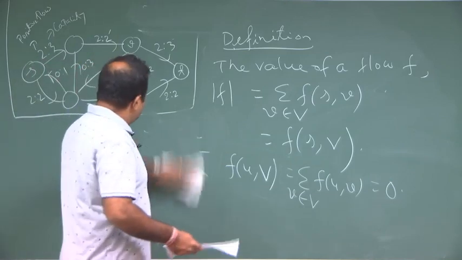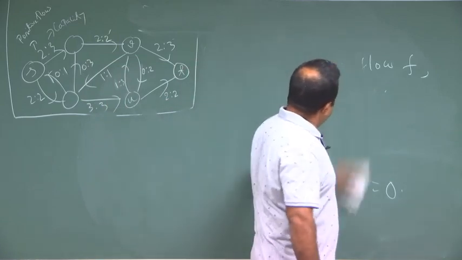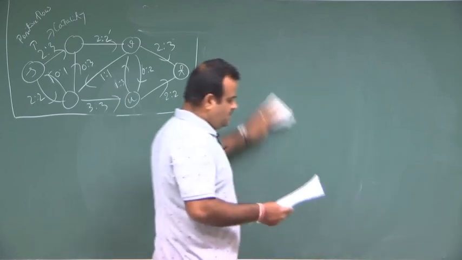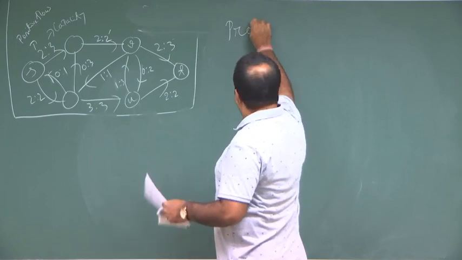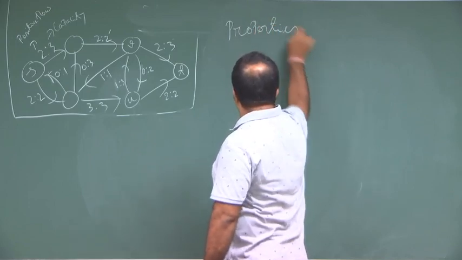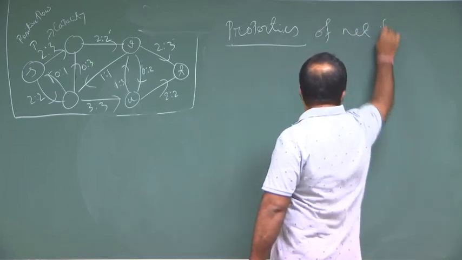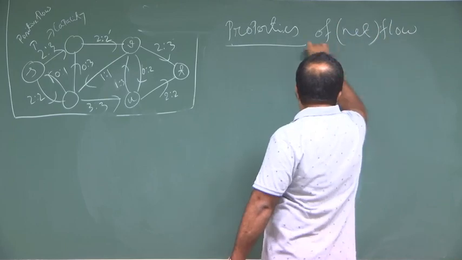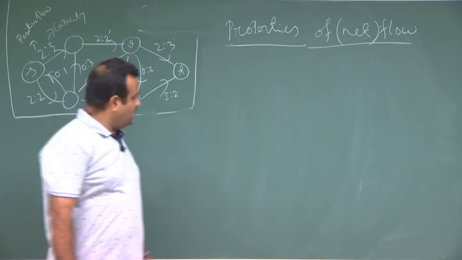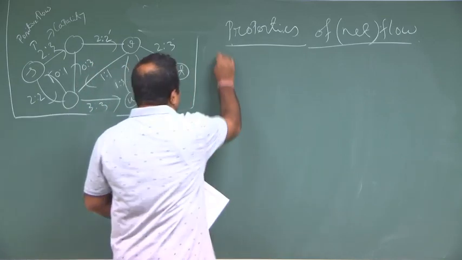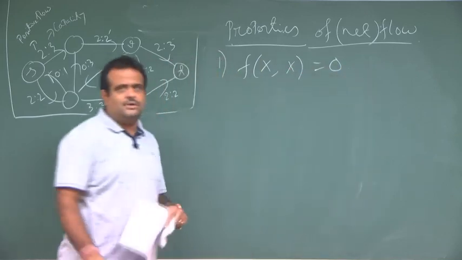Now, we will have some properties on this net flow, some properties of flow, especially net flow. Now our flow is net flow. Given an f, we want to talk about some properties of f. The first lemma, the first property: f of x comma x is 0, where x is a set. Here we are dealing with a set.